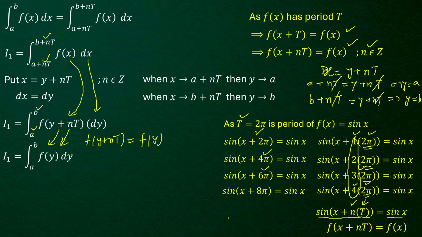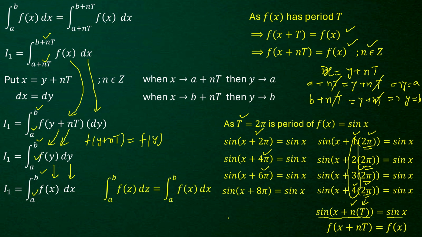Now this integral can be written as I1 is equal to the integral from a to b of f of x dx, because if the limits of integration are the same, then the name of the variable in definite integrals can be changed by this property. So now we put the value of I1 and we get the property: the integral from a plus nt to b plus nt of f of x dx is equal to the integral from a to b of f of x dx, and this is the proof.